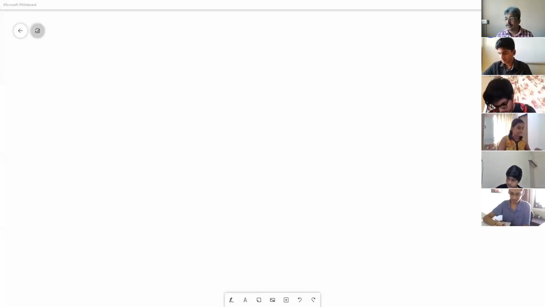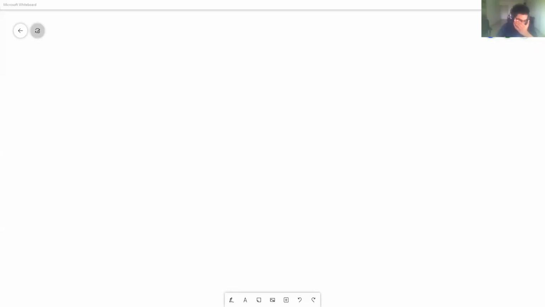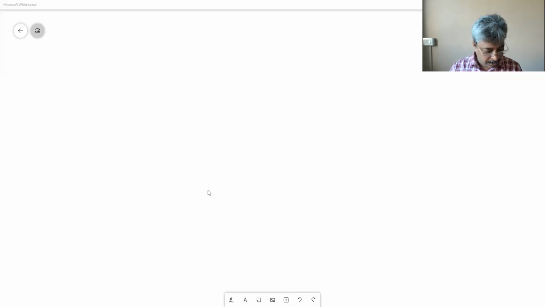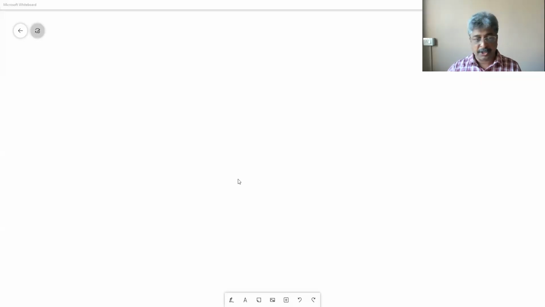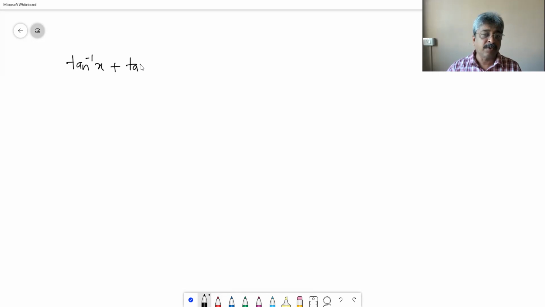Next formula that we wish to develop in inverse trigonometric function is tan inverse x plus tan inverse y is equal to... We are supposed to find out what is the answer of this tan inverse x plus tan inverse y.